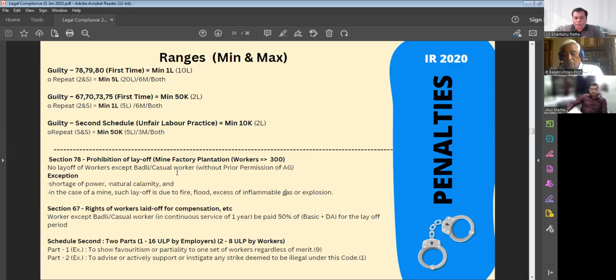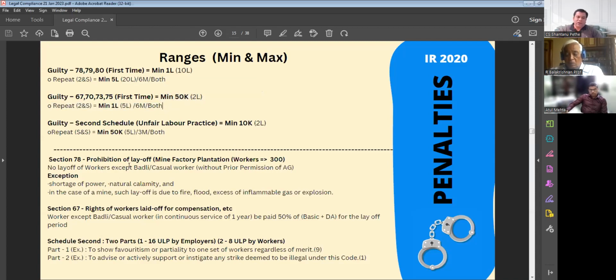Now, this is the penalty for this violation, and if you repeat, there will be a minimum of 5 lakh. Similarly, for violation of 67, 70, 73, 75, for the first time, minimum 50,000 rupees you have to pay and maximum 2 lakh rupees. And if you repeat that, there will be jail terms also up to 6 months.